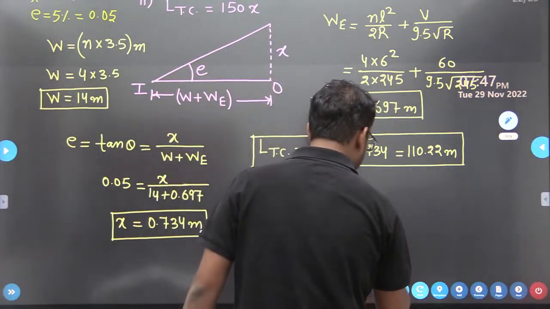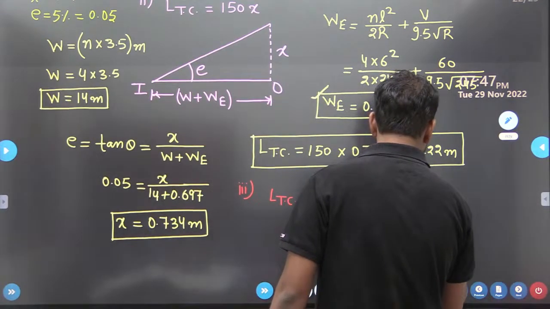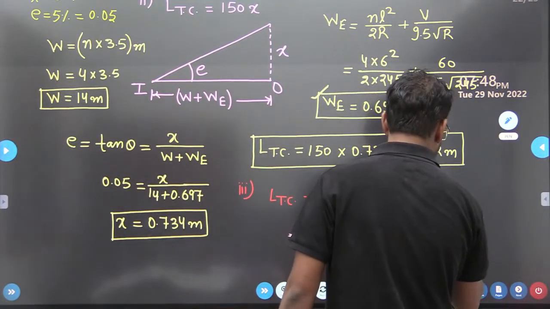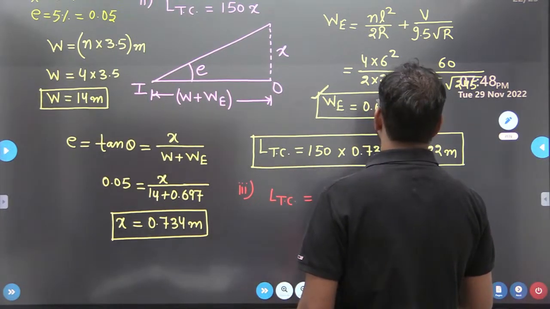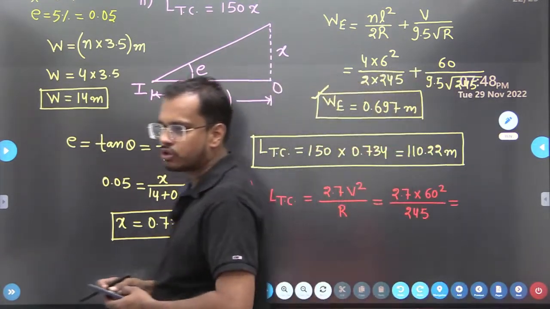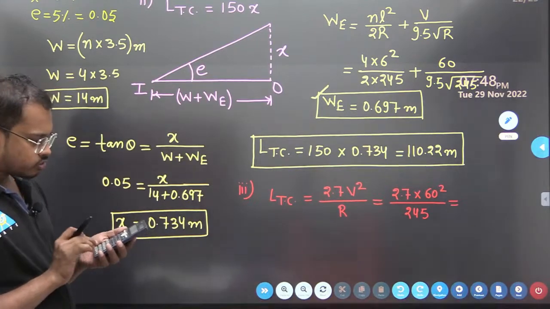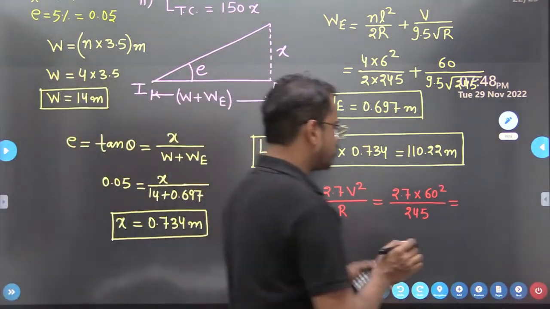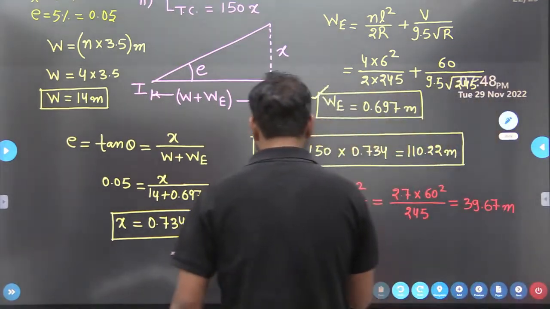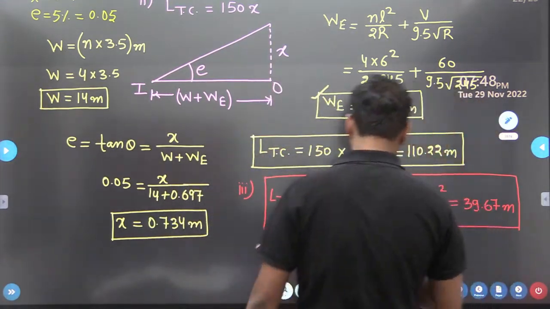My dear friend, if I am interested to calculate length of transition curve in third criteria, so 2.7 multiplied by V square. What is the value of speed? Speed is 60 kmph. That means 60 square divided by, what is the value of radius? Yes, radius is 245 meter. Then length of transition curve is equal to 2.7 multiplied by 60 square divided by 245, which is 39.67 meter. This is the length of transition curve. Clear to all of you?